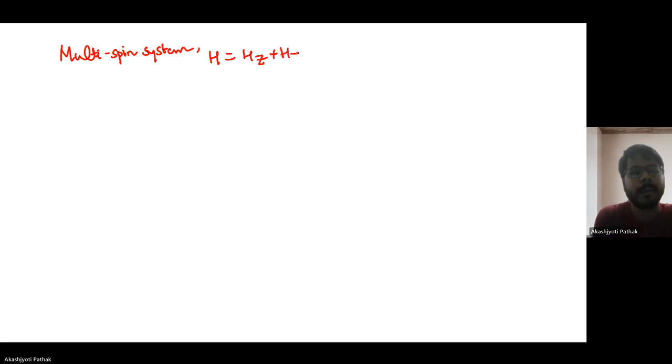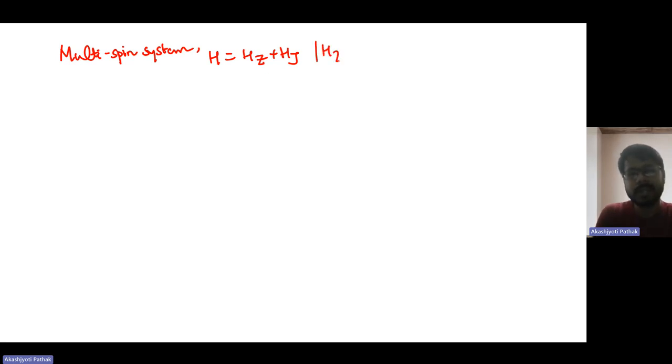Now, this is for a two-spin system. For a two-spin I equal to half system, we can derive this expression. But for a multi-spin system, what will we get? The Hamiltonian will come from both the scalar coupling, or J coupling, and the Zeeman interaction.